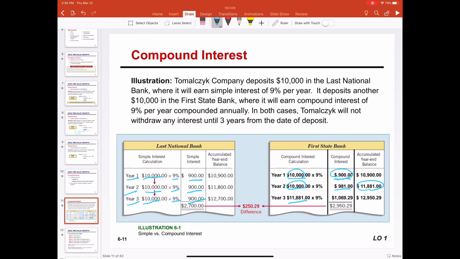Okay, if we sum all the interest for each case, we find the compound interest will be greater, and the difference is $250.29. Why is compound interest greater than simple interest? Because during the 3 years, the interest earned generates interest. So this difference is considered the time value of the interest.